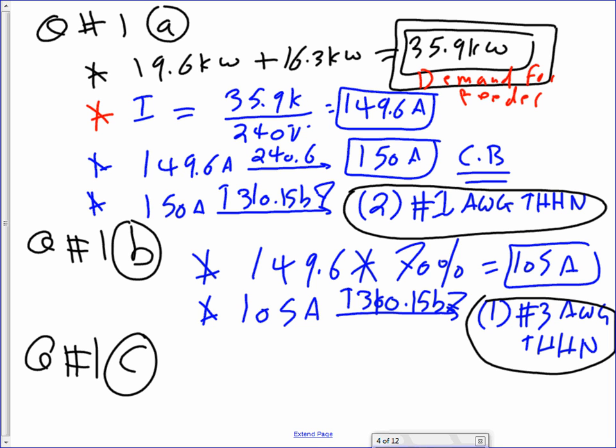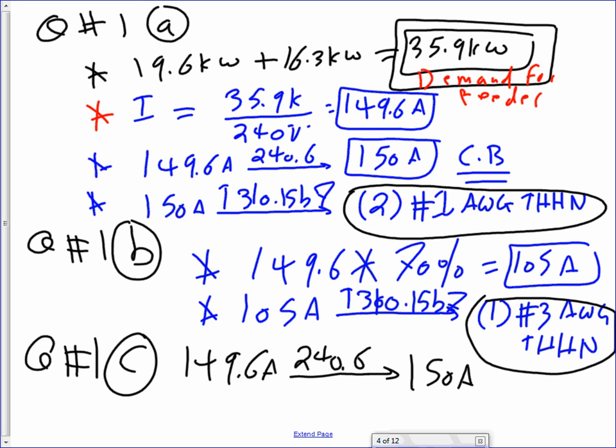For C, what you do is you take 149.6 amp, take it to 240.6, and that'll get you 150 amp. So that will be a 2-pole circuit breaker, 150 amp.